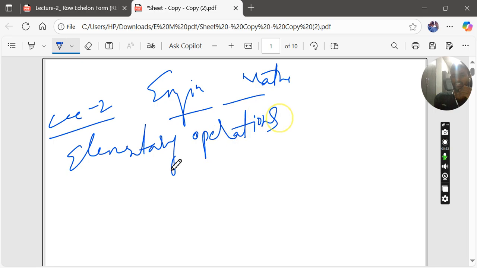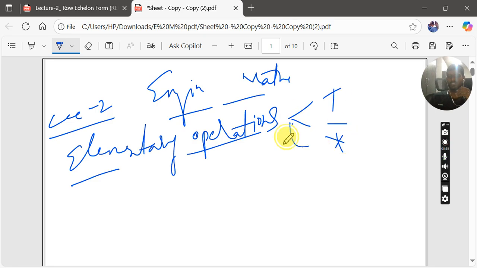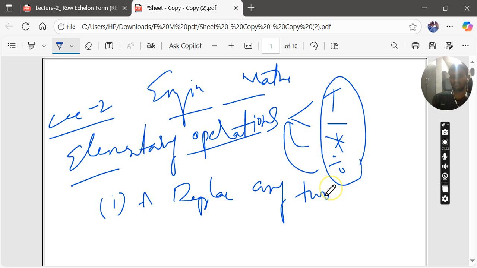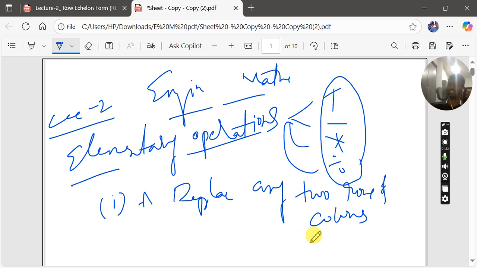So what are the operations? Operations are nothing but addition, subtraction, multiplication and division. So how you can apply these types of operations to rows and columns basically. There are three basic rules for this. Rule one is you can interchange or replace any two rows or columns. You may replace two rows or two columns, meaning swapping row 1 to row 2 and row 2 to row 1 like that.